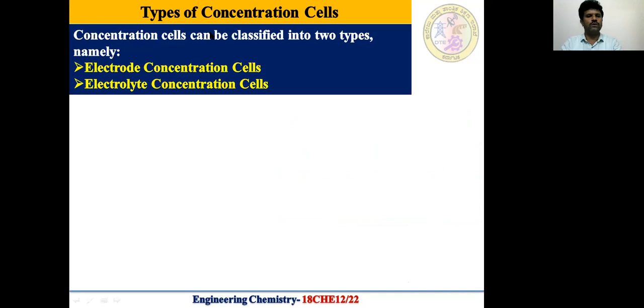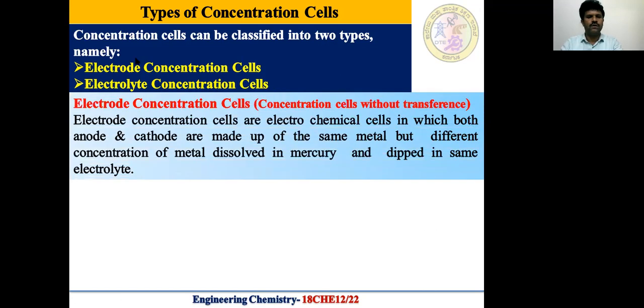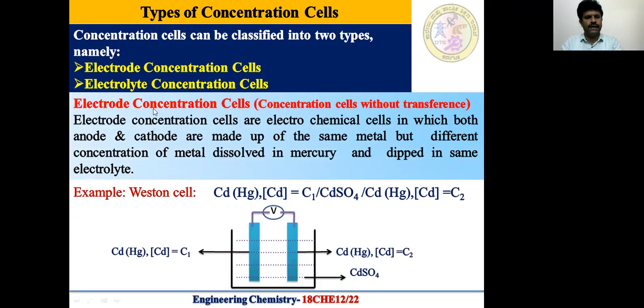So let's go through the types of concentration cells. Concentration cells are classified into electrode concentration cells and electrolyte concentration cells. What are electrode concentration cells? The name itself indicates that the concentration of electrode material is different. These electrode concentration cells are also known as concentration cells without transference, that means without salt bridge.